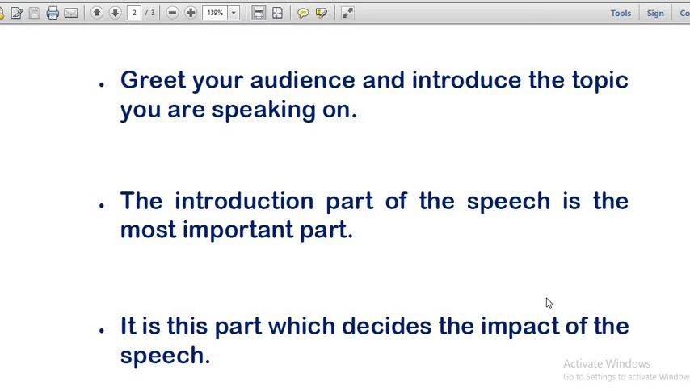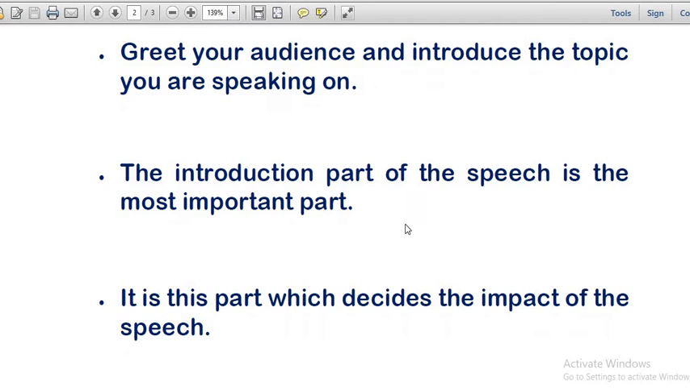And some of the important points or value points that we have to keep in mind. First of all, you have to greet your audience. And not only that, you have to introduce the topic on which you are speaking. That is something very, very important. Greet your audience, introduce the topic on which you are speaking.